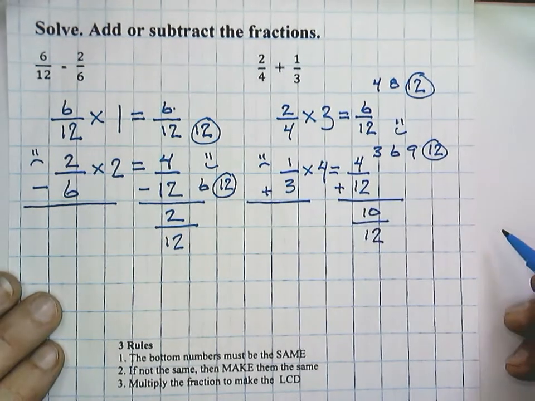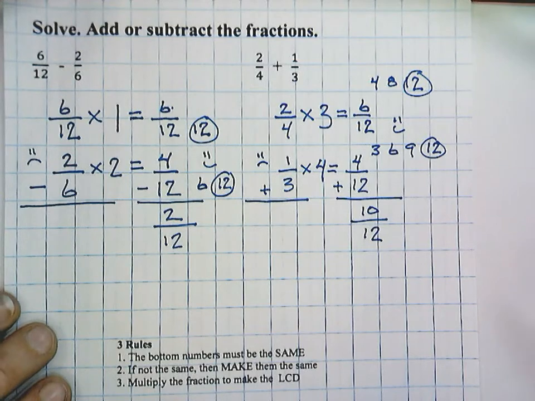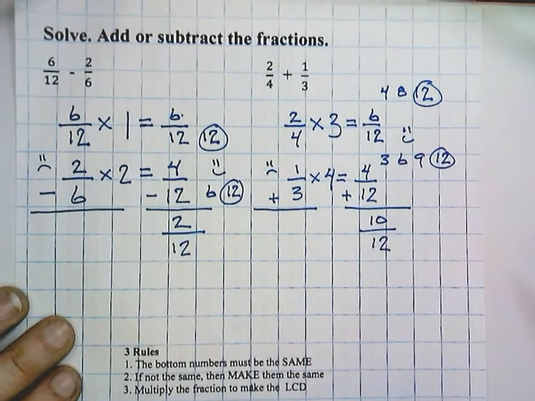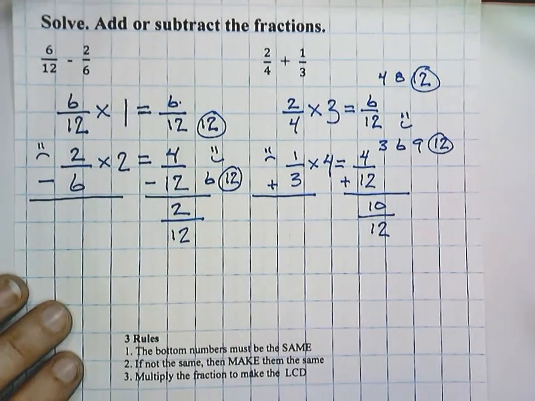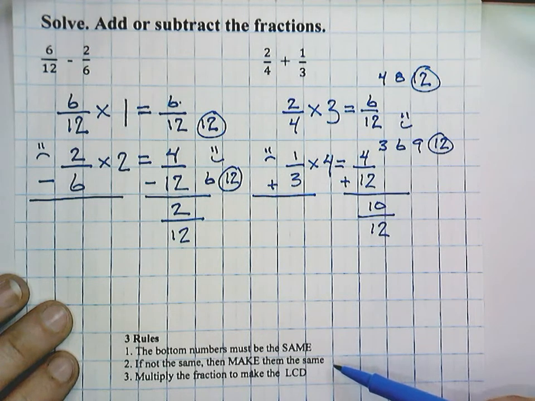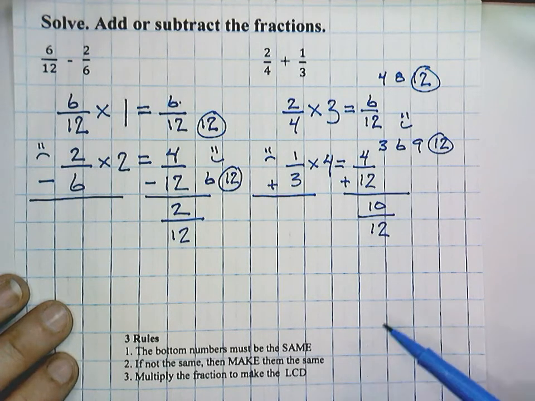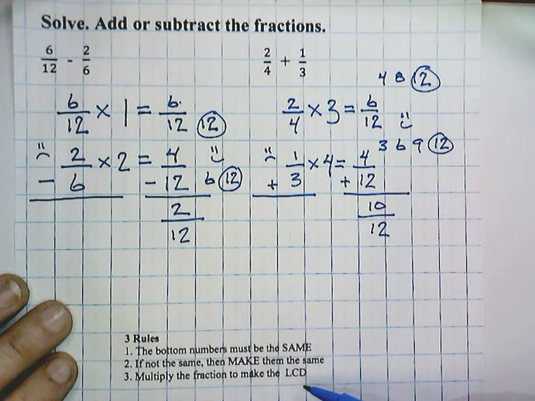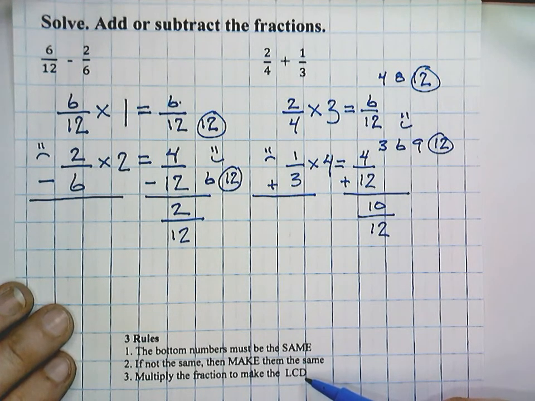All right, well, everybody, hope that was helpful today. Remember, our topic today is adding and subtracting fractions with unlike denominators. The 3 rules are that your bottom numbers must be the same. If they're not the same, your job is to make them the same using your least common denominator, in other words, multiples. And then the final step is that you want to multiply your fractions to make them match your least common denominator.